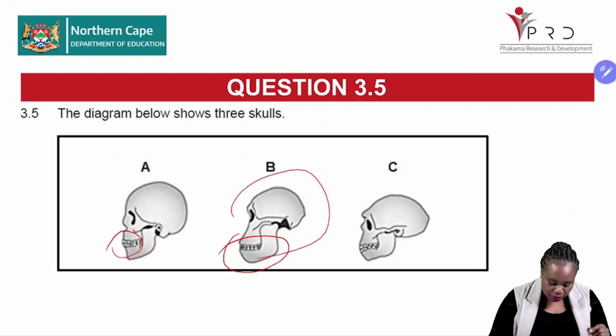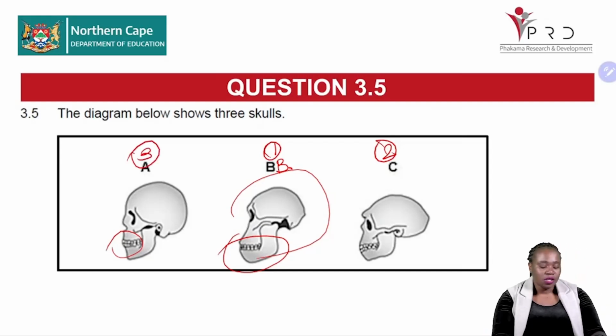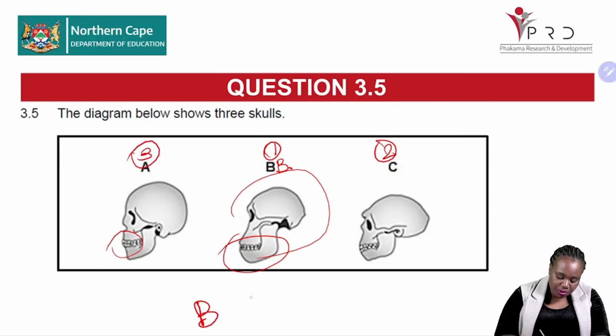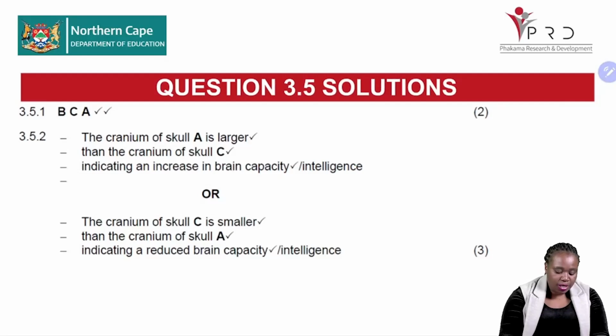So which one is the oldest? The oldest here would be B, then the second one would be C, and then the third one would be A. So your answer would be B, C, A, and that is the order from the oldest to the youngest. So that is BCA.